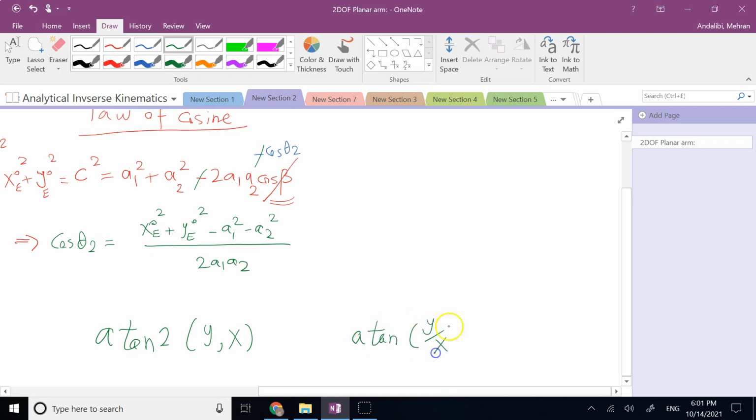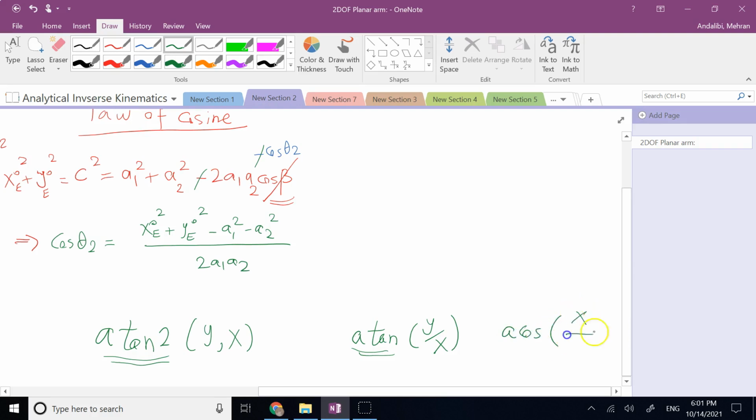Y over x. So for a regular arctangent function, the ratio matters. So if both of them are positive 1 or negative 1, the ratio is going to be 1. While for this one, positive 1 means it is in the first quadrant. Negative 1 means it is in the third quadrant. So this arctangent is not only more accurate than the regular arctangent, it is more accurate than arc cosine.